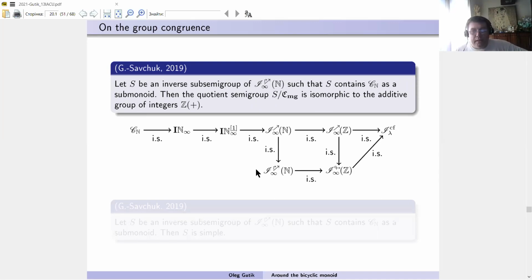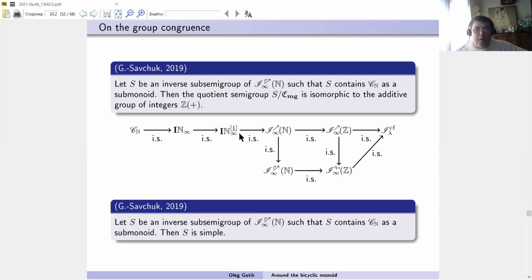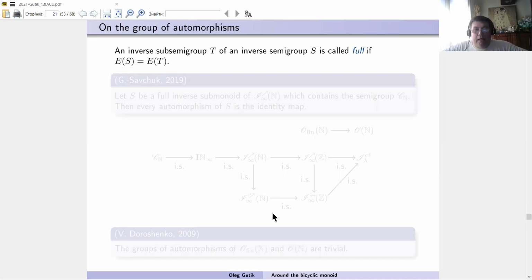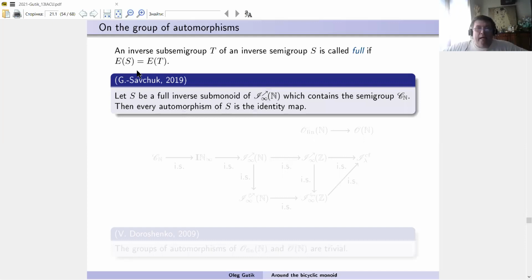So if we consider any subsemigroup which lies here, the quotient semigroup is isomorphic to the group of integers. Also, any inverse subsemigroup of this semigroup which contains Cn as a submonoid is simple. An inverse subsemigroup of an inverse semigroup is called full if the sets of idempotents of these two semigroups coincide. And we prove the following theorem. Let S be a full inverse submonoid of the monoid of cofinite monotone bijections of the set of positive integers, which contains the semigroup Cn. Then every automorphism of S is the identity map.